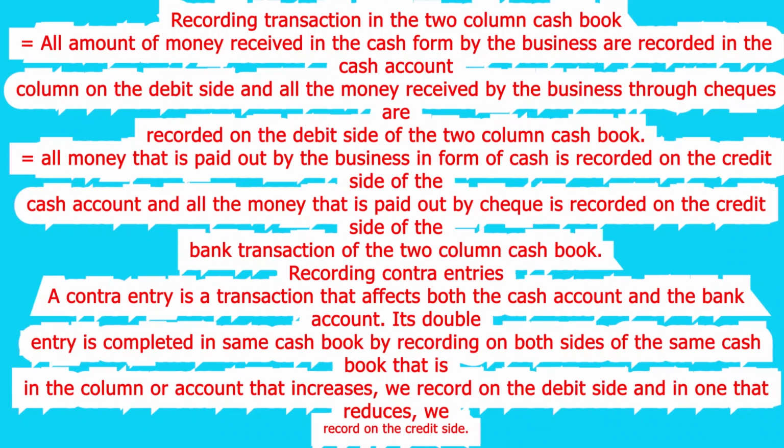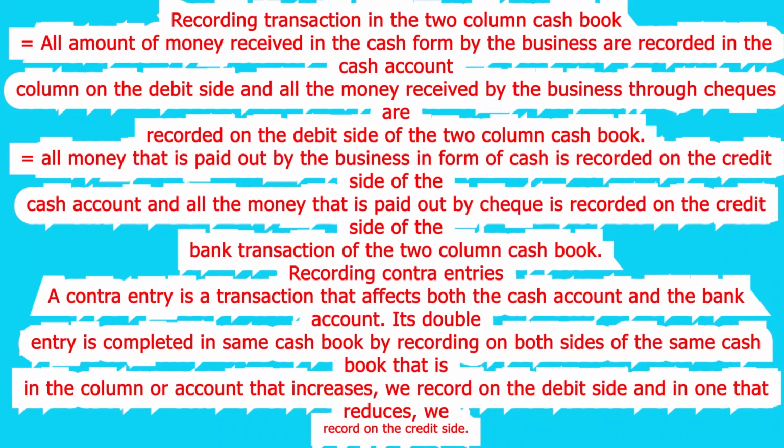Then let us look at recording contra entries. A contra entry is a transaction that affects both the cash account and the bank account. Its double entry is completed in the same cash book by recording on both sides of the same cash book, that is, in the column or account that increases, we record on the debit side, and in the one that reduces, we record on the credit side.